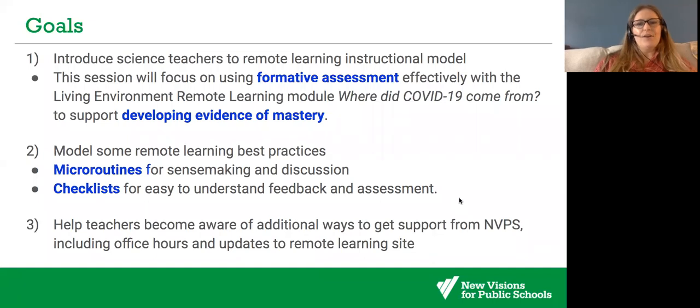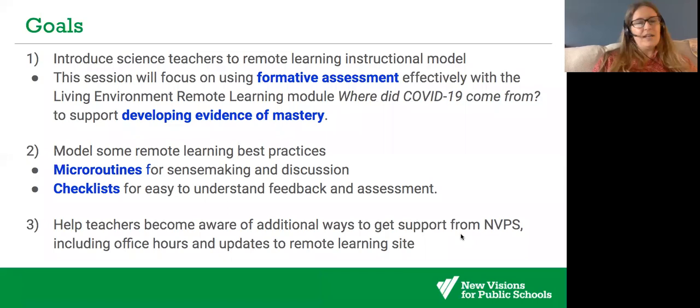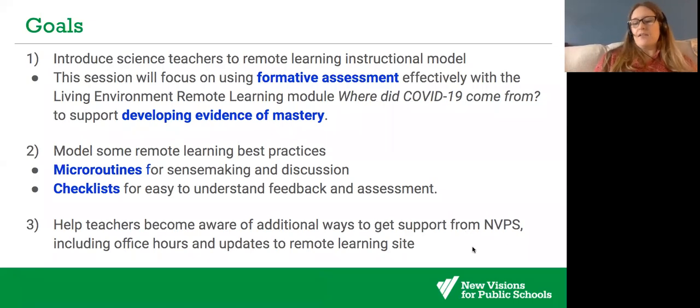To that end, today we're going to focus on formative assessment and thinking about how we show evidence of progress and learning towards a learning goal. We're going to model some remote learning best practices, including a micro routine, which is a very short, brief routine that has been adapted for the remote context. We're going to look at an example of a checklist that's used to provide feedback and assessment for students. And at the very end, we have a moment to think about other ways that we can help you, including office hours, connecting with us one-on-one, or getting the materials that are going to be updated on the remote learning site.